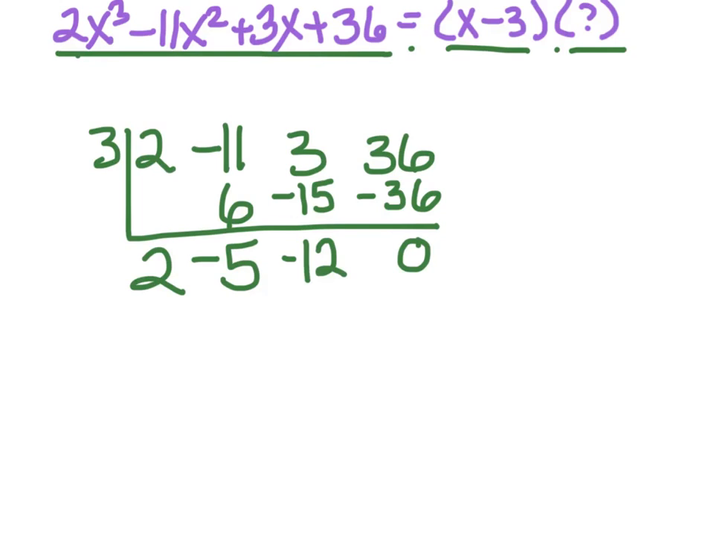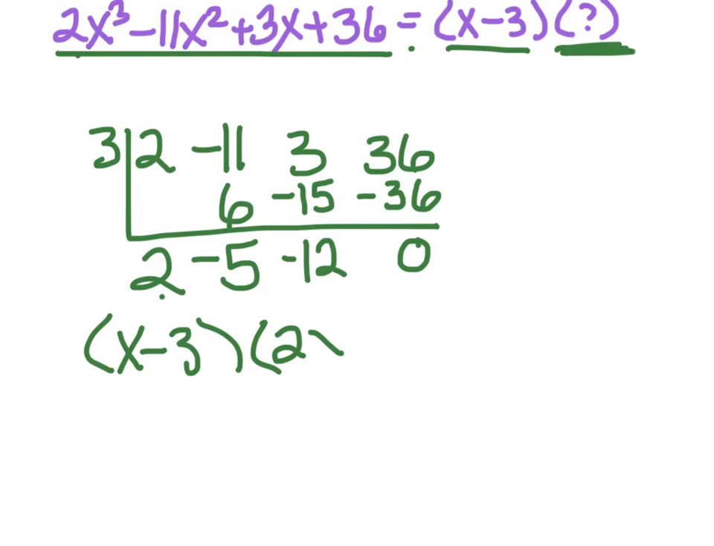2x cubed minus 11x squared plus 3x plus 36 is equal to x minus 3 times question mark. Our question mark we now know is 2x to the second power. I know it's second power because it's 1 less than third power. Minus 5x minus 12. And then you look at it and you say, could I possibly factor this any further?